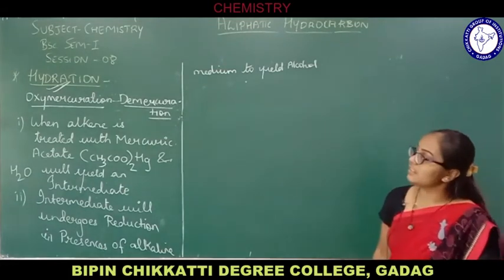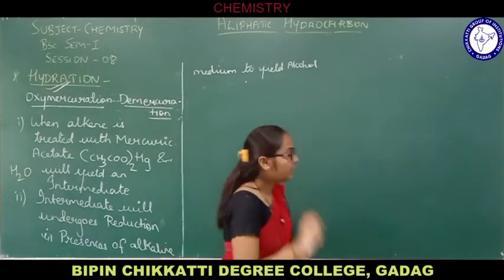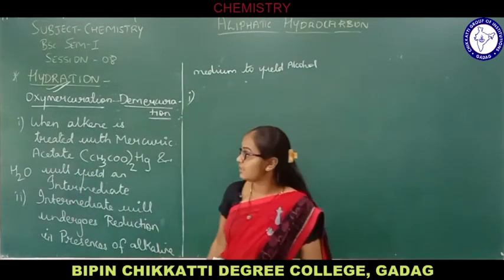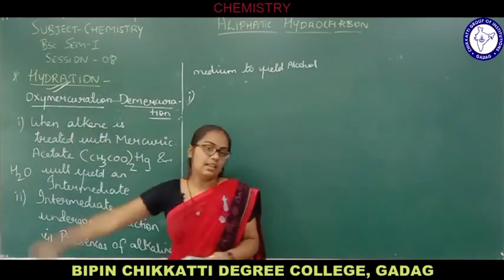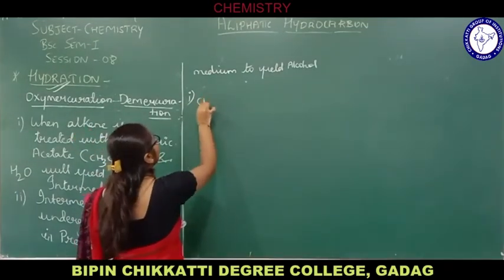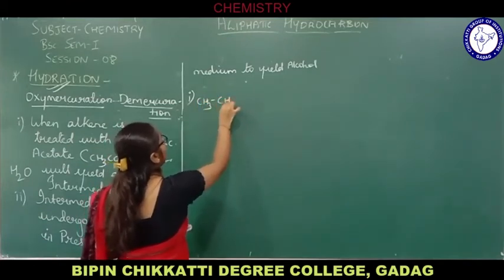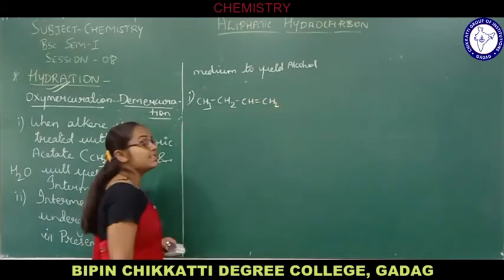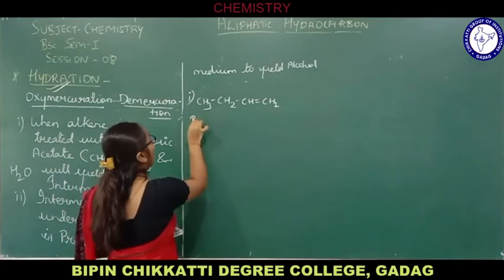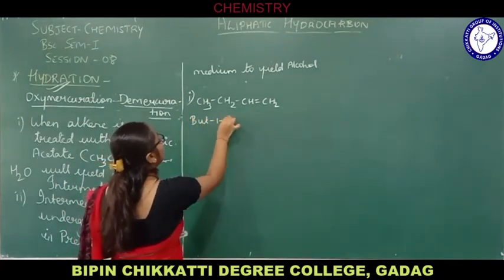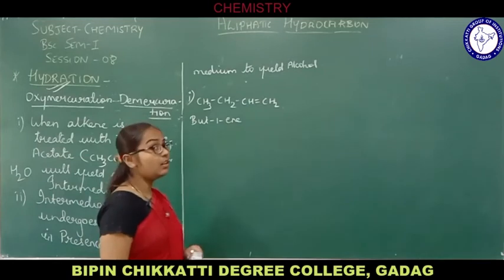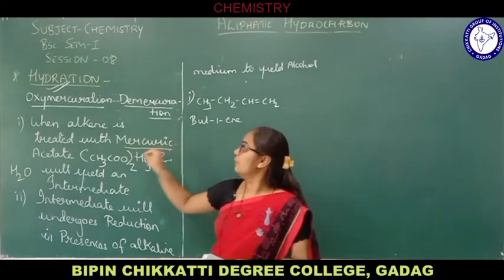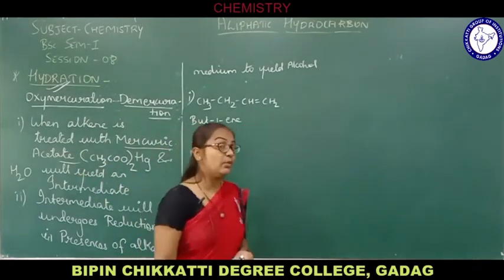Now let's understand this methodology by taking a reaction. In the first step, as written in the statement, let's take one alkene: CH3, CH2, CH double bond CH2. This alkene is called but-1-ene. Now this but-1-ene has to react with mercuric acetate.